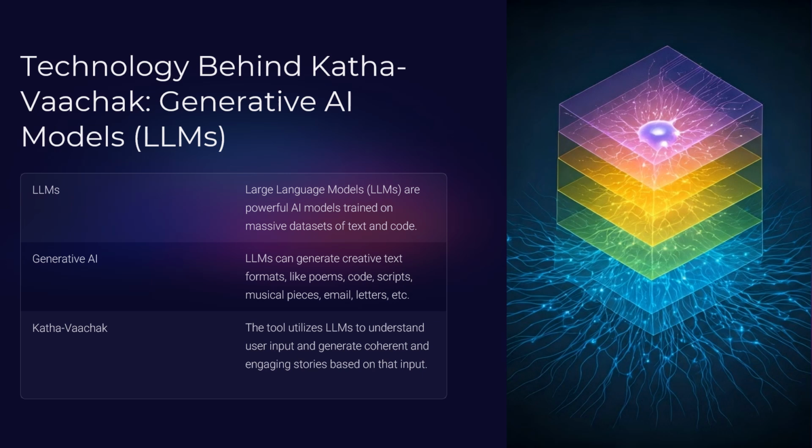LLMs, large language models. These are powerful AI models trained on exhaustive datasets consisting of text and code. The fundamental capability of LLMs lies in their ability to understand and generate human-like language by recognizing patterns in vast amounts of data. Generative AI refers to the ability of the models to produce creative outputs. The model can generate various forms of text, like poems, code, scripts, emails, letters, etc. Essentially, the AI generates content based on the input it receives from the user, making it a versatile tool for content creation.